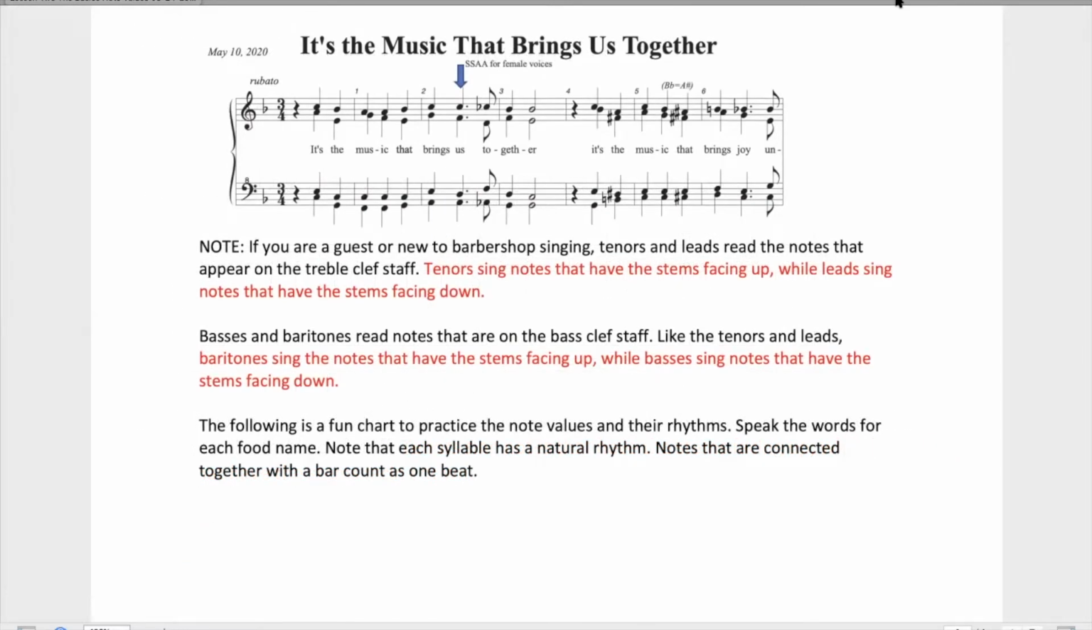The following is a fun chart to practice the note values and their rhythms. Speak the words for each food name. Note that each syllable has a natural rhythm. Notes that are connected together with a bar count as 1 beat.